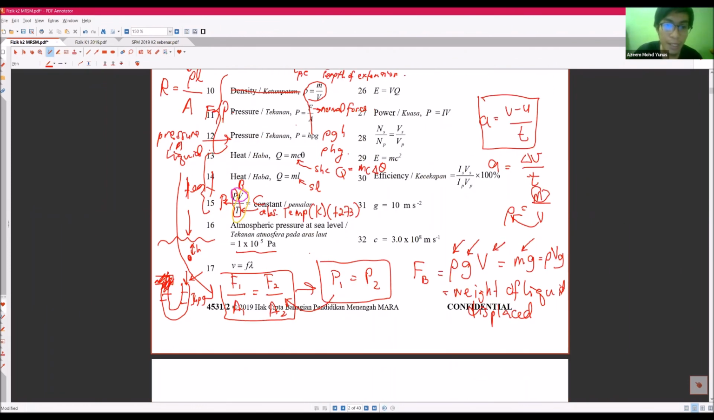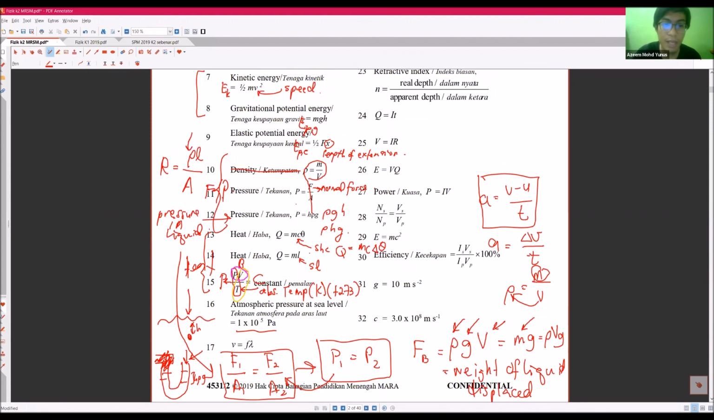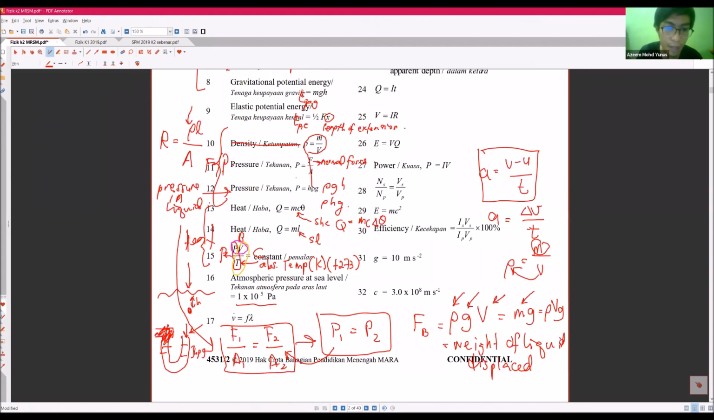Okay, number 17 here, v equals f lambda. v here is the velocity, f is the frequency, and lambda is the wavelength. There are no other terms used for lambda other than wavelength, so you don't need to worry. f here is our frequency. Again, we also have other things that use f, for example, so you need to make sure that you know the differences.